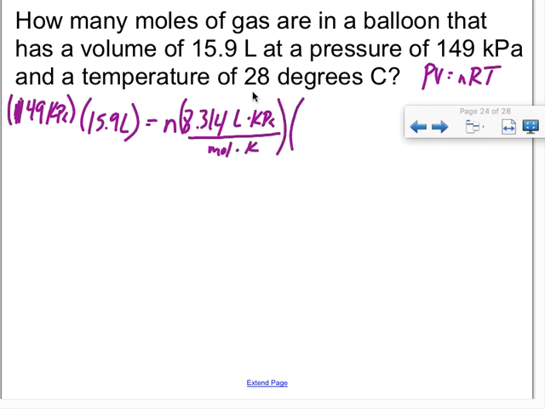And then my temperature, oh, they give it to me in degrees Celsius. So I have 28 plus 273.15, and that will be in Kelvin. So let's clean this up. Let's multiply both of these. 15.9 times 149, I get 2,369.1 kilopascals times liters. And then over here, 28 plus 273.15. So I'm going to add that together and then take that times the constant 8.314, and I get 2,503.76.